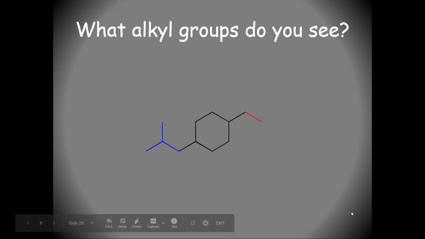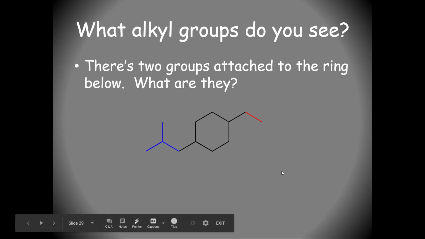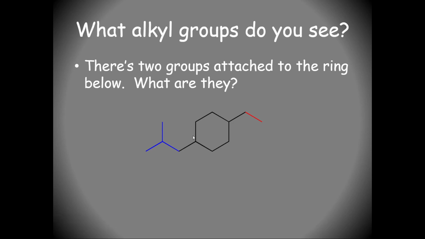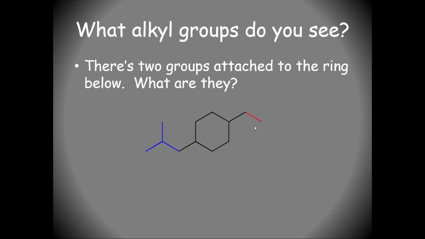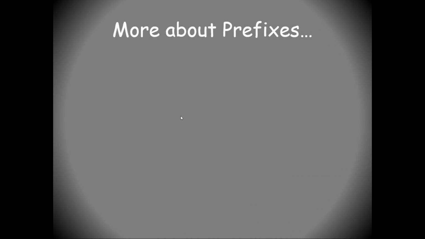This is asking us what alkyl groups we see. We have two groups attached to this ring. We have this group right here, and this group right here. Right here we have an ethyl group. Here we have an isopropyl group.